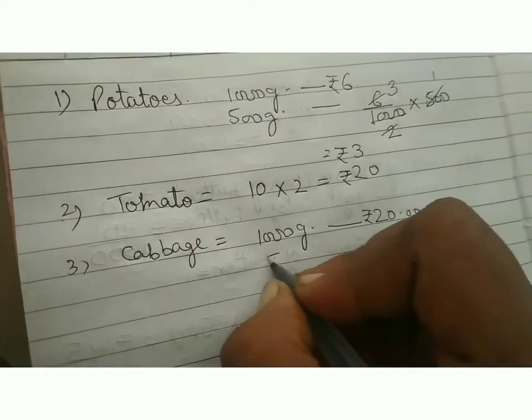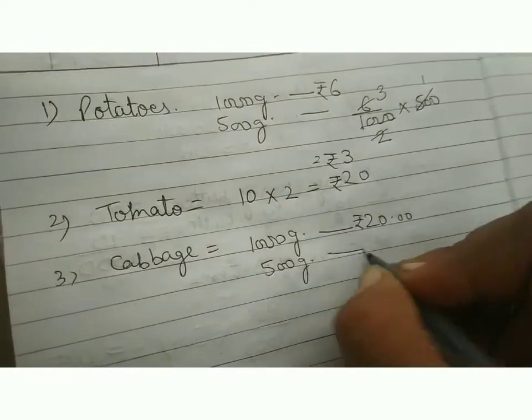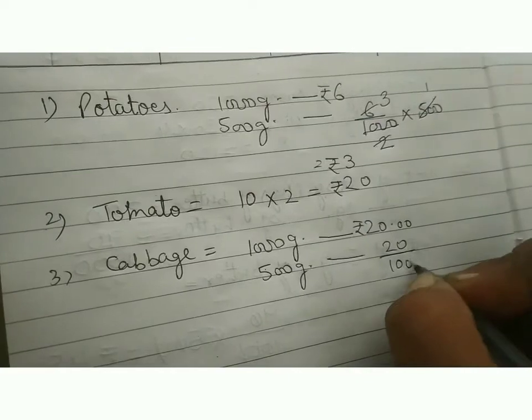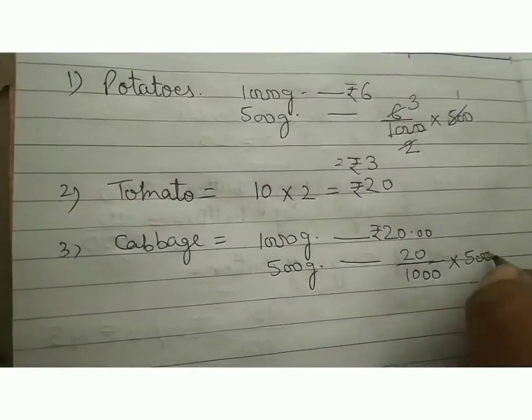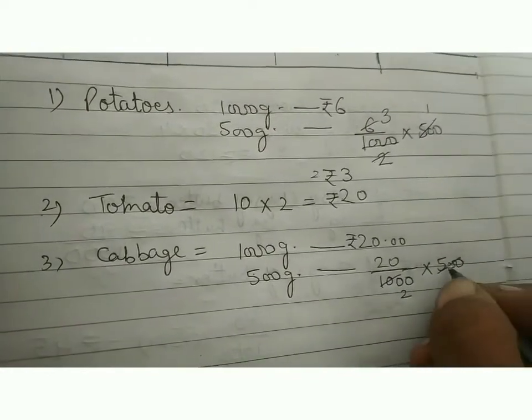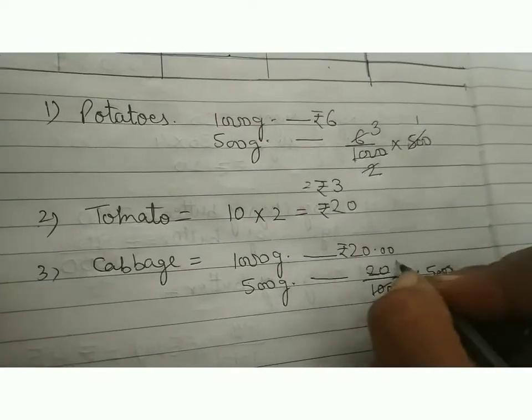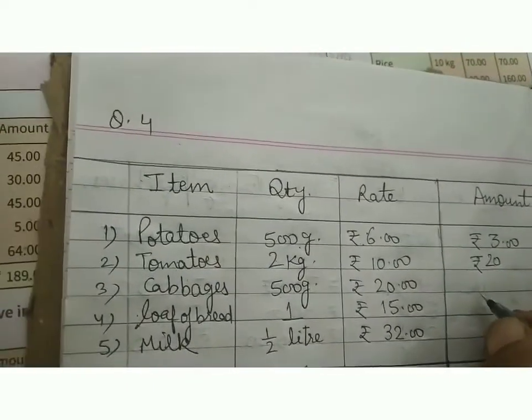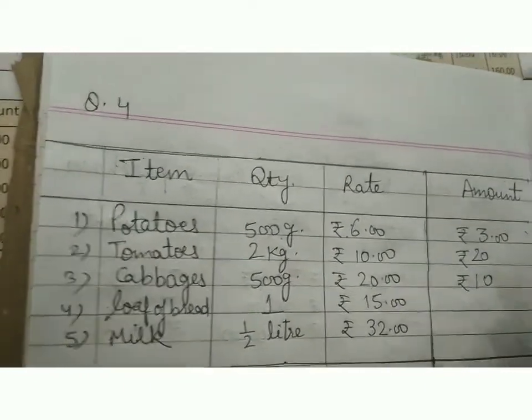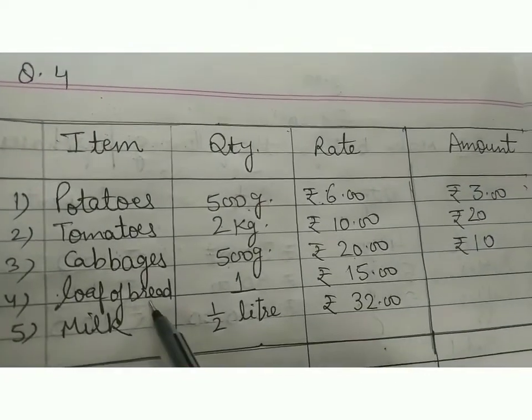So how much do I have to take? 500 grams of cabbage will be 20 divided by 1000 multiplied by 500. Okay. So again, it is 2 times we'll cut it. 500 twos are 1000 and 2 ones are 2. That is rupees 10. So here I will write rupees 10. Clear children? Now loaf of bread.